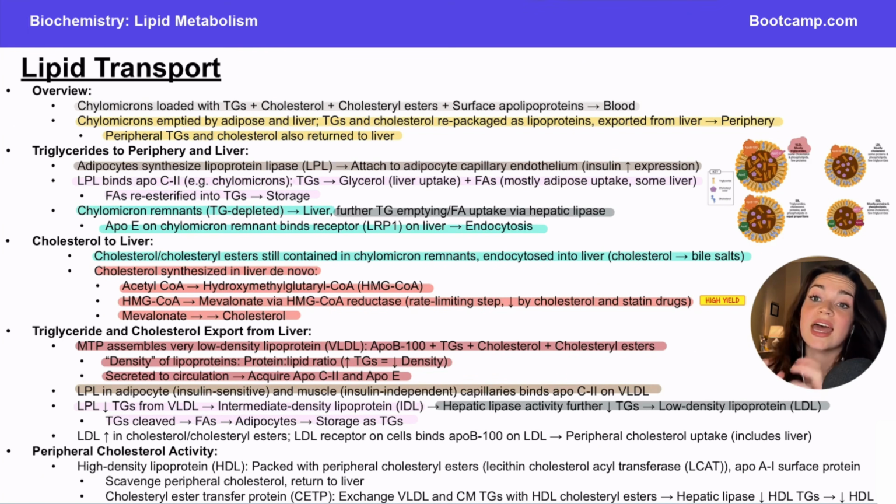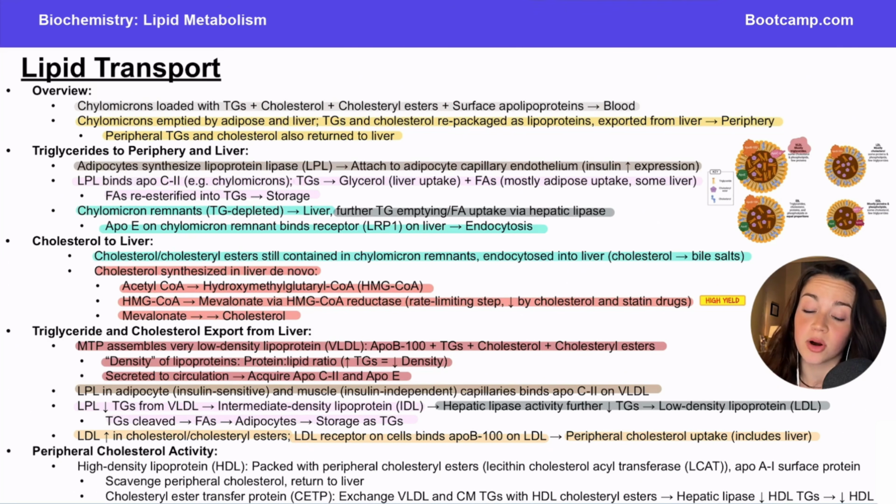So then we were left with that LDL, which was really packed full of cholesterol since we had taken a lot of those triglycerides out. That LDL receptor bound that ApoB100 surface apolipoprotein on the LDL, and that facilitated the endocytosis of the LDL particle receptor complex up into peripheral cells, and that could be the liver or any peripheral cell that needs cholesterol for its membrane or what have you. All right, so we've gotten our triglycerides to the periphery, we've gotten our cholesterol to the periphery, but we can also bring cholesterol out from the periphery back to the liver. And let's talk about how that happens.